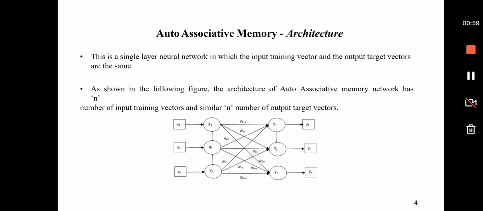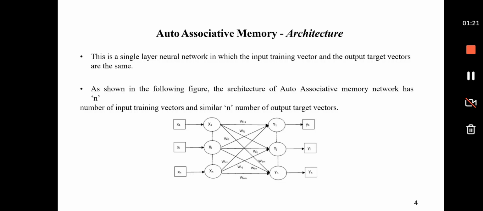Next we learn about auto-associative memory. Auto-associative memory is a type of associative memory network. In this network, the input pattern and output pattern are the same. It is mainly used for pattern completion and noise removal. Now let us go to the architecture of auto-associative memory.